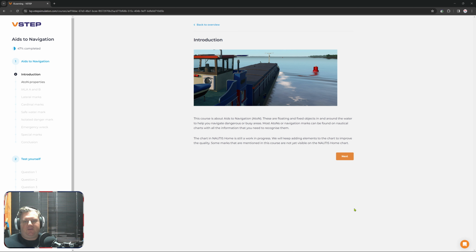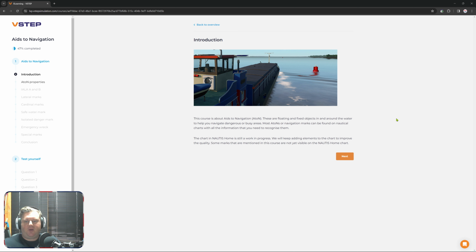This course is about aids to navigation, ATON or A to N. These are floating and fixed objects in and around the water to help you navigate dangerous or busy areas. Most A to Ns, or navigation marks, can be found on nautical charts, except that NAUTIS Ship Simulator doesn't have any accurate charts yet. But vector charts are coming by the end of 2023. And I have asked, and they have confirmed that they're coming. So it probably won't make it into my review, which is a bit of a shame. But like I say, they've only given me access to this for 1 year, and I'm not entirely sure when that year runs out. So I'm having to rush. Fingers crossed.